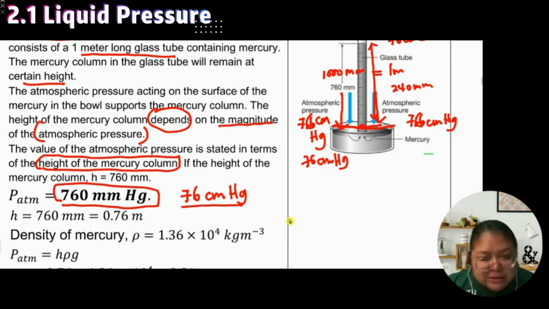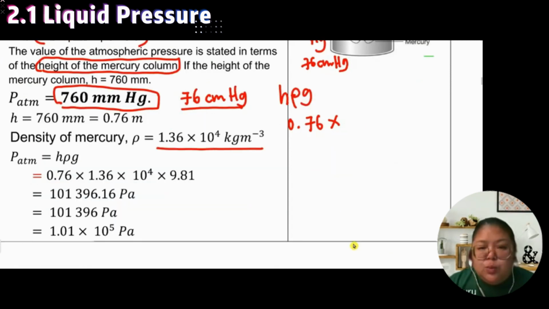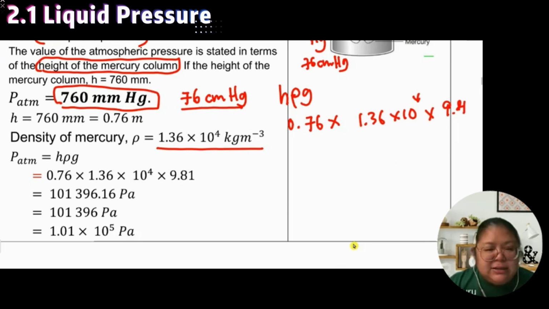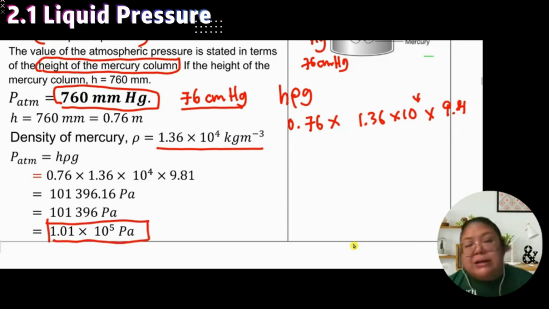If you want Pascal, can you also convert to Pascal? Pascal is h rho g. h is the height, but your h you convert to meter, 0.76. Density, show the density for mercury. Then you must know the density of mercury. How many? This one, 1.36 times 10 power 4. Then gravity 9.81. After that, you get the answer. This one is unit Pascal. This one is unit mercury. Sometimes the question wants mercury, sometimes the question wants Pascal. Then you need to convert. This thing we call the mercury barometer.